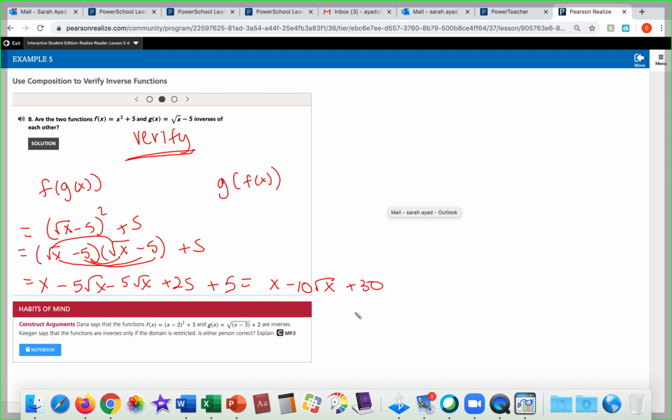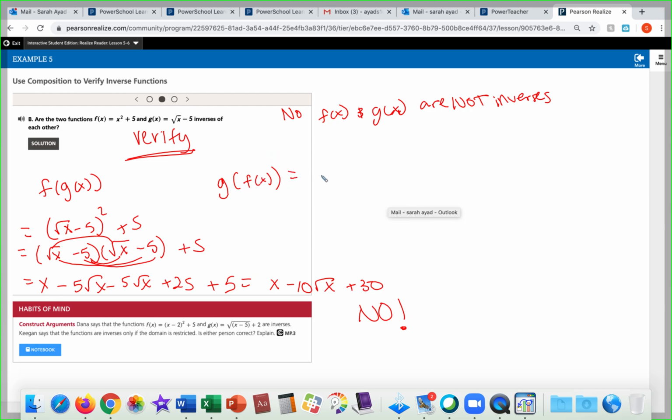Am I left with x? No. So right off the bat, I'm not left with x. Therefore, no. F of x and g of x are not inverses of one another. Okay? I don't even have to continue doing g of f of x, because if I don't get x for one, I know I'm not going to get x for the other. So therefore, I could know that they're not inverses.